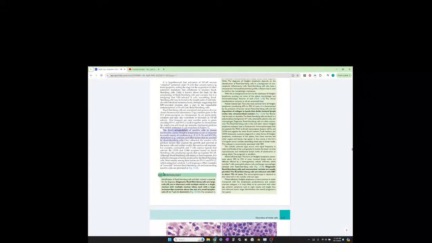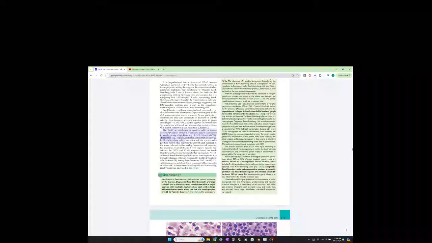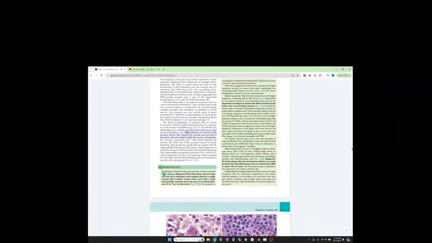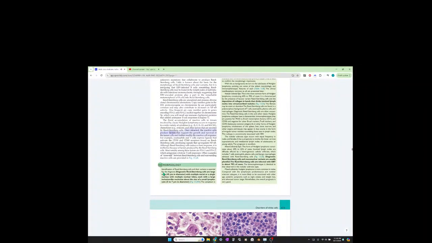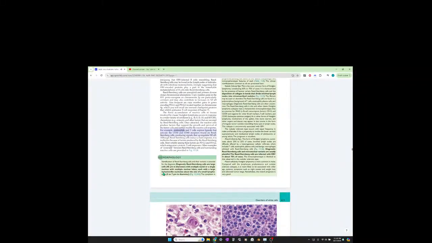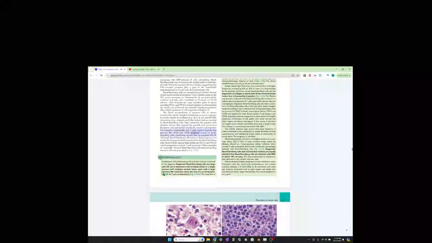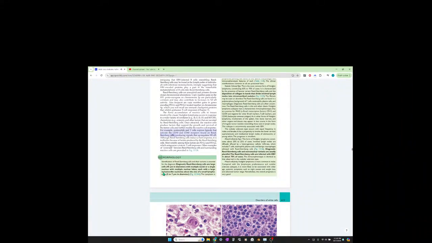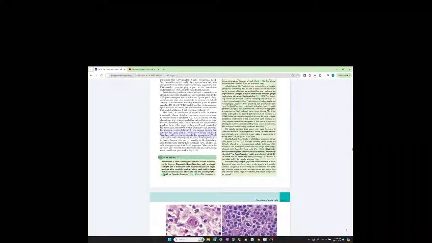The florid accumulation of reactive cells in tissues involved by classic Hodgkin lymphoma occurs in response to a wide variety of cytokines, chemokines, and other factors that are secreted by Reed-Sternberg cells. Once attracted, the reactive cells produce factors that support the growth and survival of the tumor cells and further modify the reactive cell response. For example, eosinophils and T cells express ligands that activate the CD30 and CD40 receptors found on Reed-Sternberg cells, producing signals that upregulate NF-kappa B.